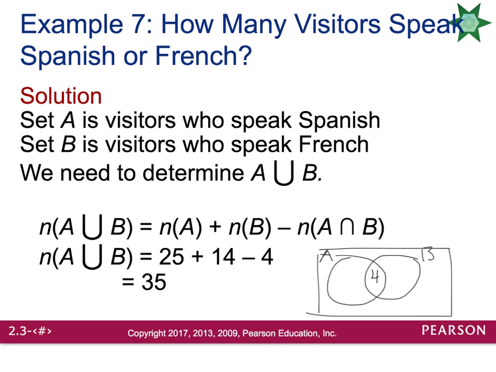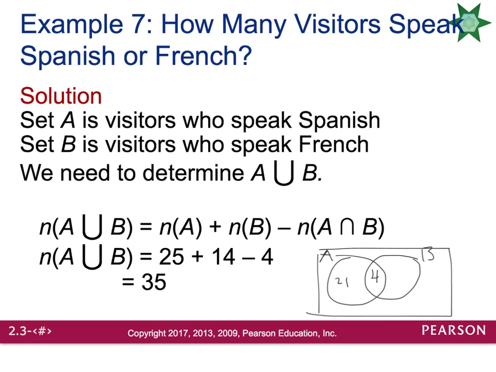Then I would look at this set. Set A is how many speak Spanish. Well, we know that it's 25. But I already have 4 here in this circle. Remember, A is that full circle. So I would need another 21 outside of the overlap to get 25 total for A. You see that? I put the 4 there, and then I need 21 more to get 25.